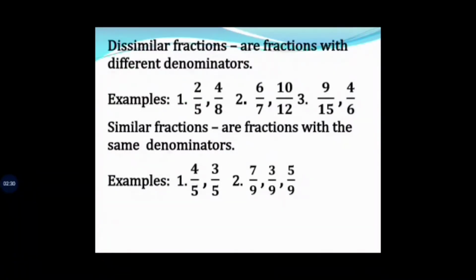Number 2 example. 7 over 9, 3 over 9, 5 over 9. 7 over 9 has a denominator of 9, 3 over 9 has a denominator of 9, and 5 over 9 has a denominator of 9. They have the same denominators. Therefore, they are similar fractions. So don't forget, dissimilar fractions are fractions with different denominators, while similar fractions are fractions with the same denominators.